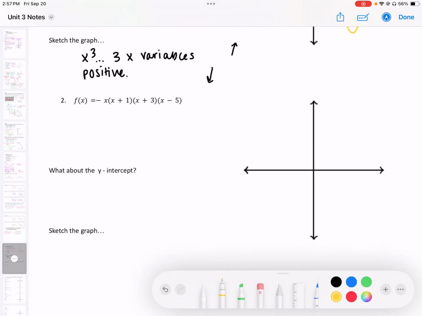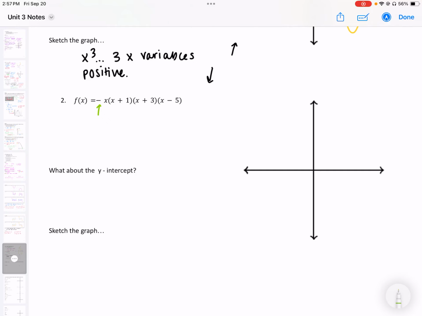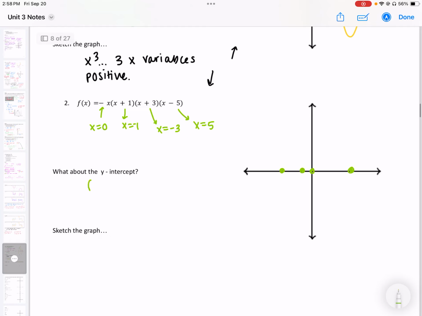The next one is very similar. Something to pay attention to on this one, though, is that this is also an x-intercept, which means it's at 0. And here are my other ones. So I have a point at -1, 0, -3, and 5. That means my y-intercept is also 0, 0, since I'm at the origin.